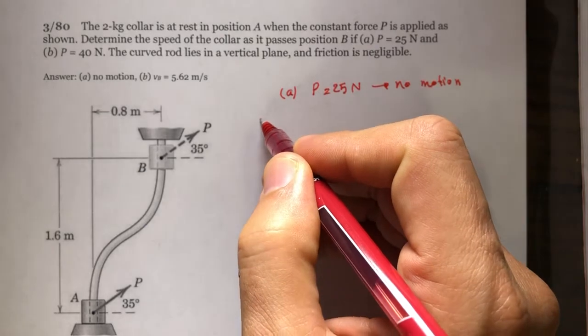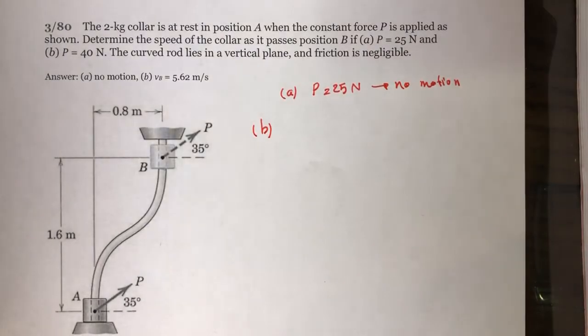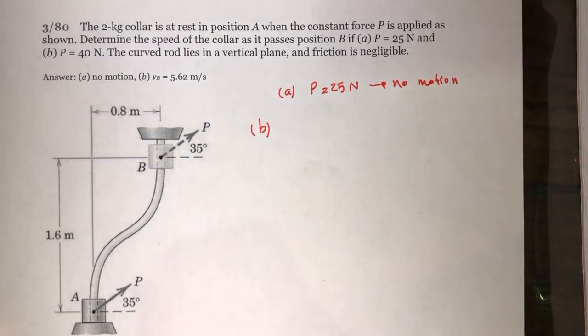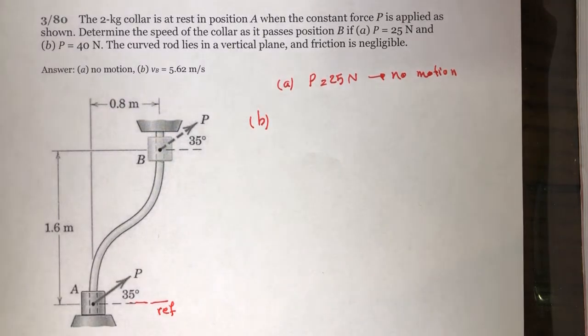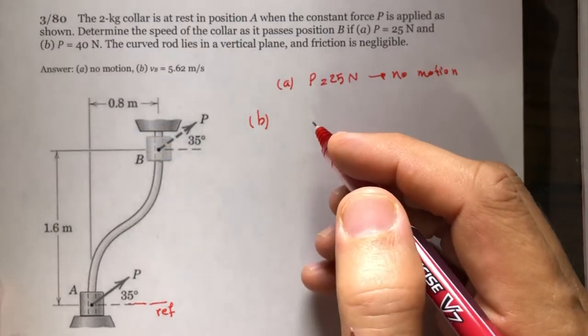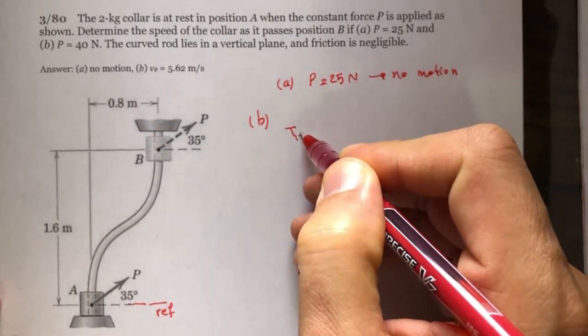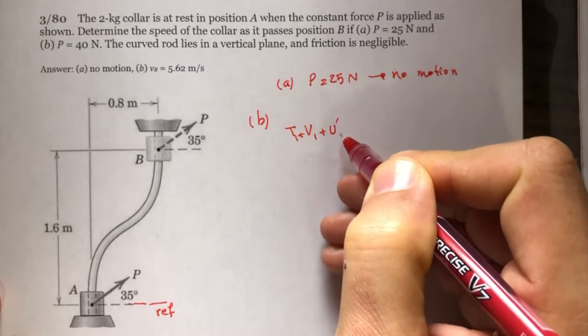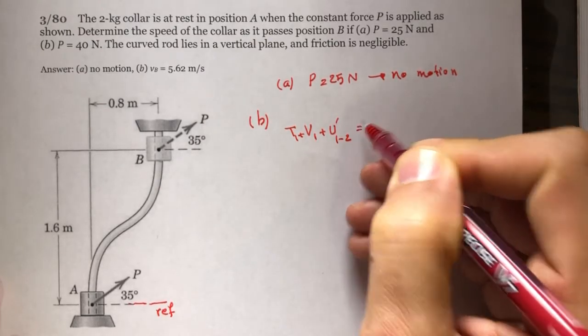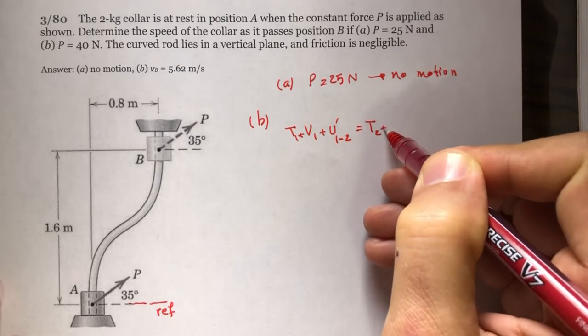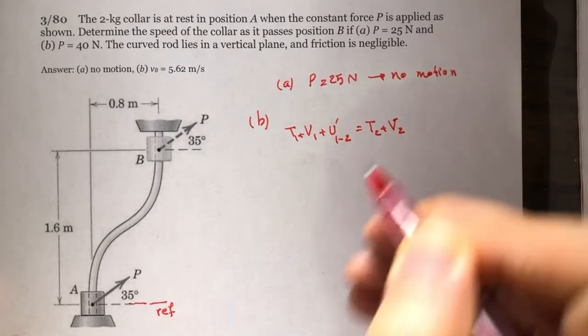That's why. In the second case, I'm going to use the work-energy equation to solve this problem for you. Because we have gravitational force here, we need to put a reference line to measure gravitational potential energy. And let me write the equation first. T1 plus V1 plus U prime from 1 to 2 is equal to T2 plus V2.